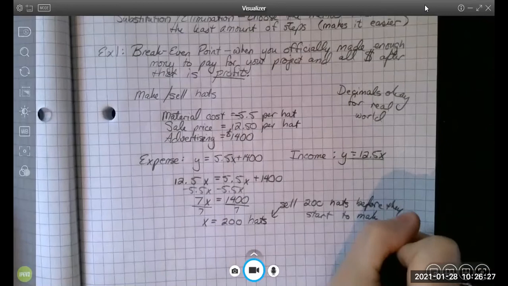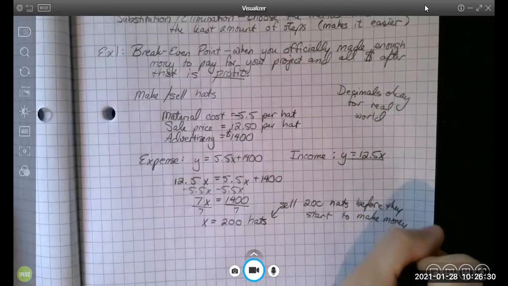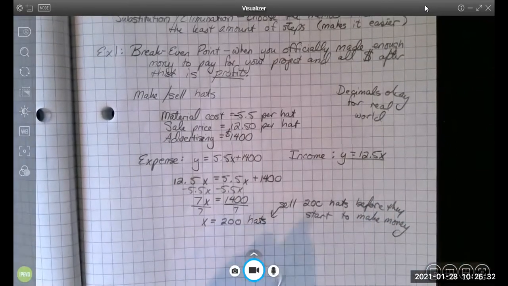And here's the thing. $1,400 does not get you very much advertising. It really doesn't. So scale that up. Think about all the TV commercials you see and the millions of dollars that costs. Well, if it costs, say, a couple million dollars for a Super Bowl ad, how many hats would they have to sell to make it worth it? So it's a lot, but that's one way to solve this.